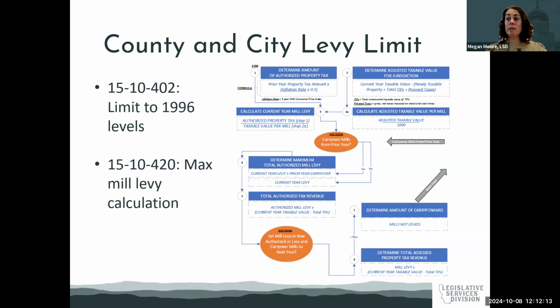So once they've set that levy in step 6, they will take the levy they set and multiply it by the current year taxable value, again, less the total revenue from tax increment financing districts, and that determines how much revenue they expect to raise for the year. And if they've levied less than the maximum authorized in step 7, they would note how many mills they have left to carry forward to a future tax year, and that would be available to them in the next year. So that is a theoretical explanation of the way the calculation works.